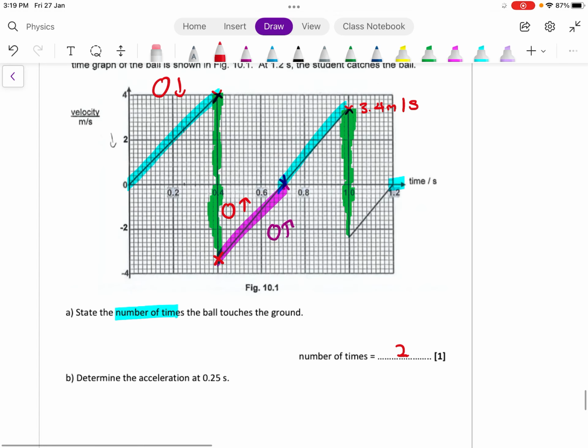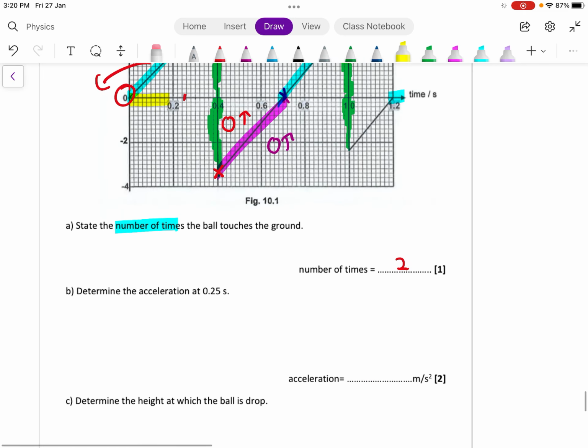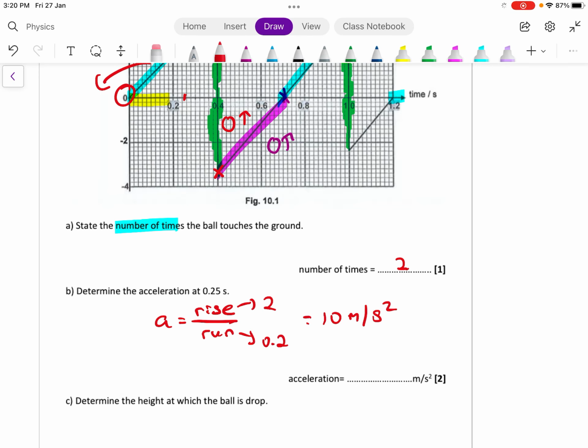Okay, for part B, determine the acceleration at 0.25, which is around here. Since it's a straight line, you just simply calculate. For example, I take this and this point. So rise over run. Rise is 2, run is roughly 0.2 seconds. Acceleration equals rise over run, so 2 divided by 0.2 is roughly 10. So it's 10 meters per second squared. This is what we call the acceleration of free fall.